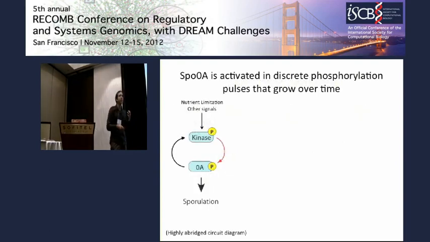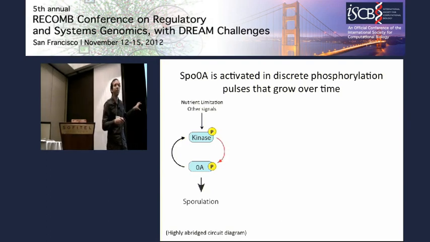Now, it turns out sporulation is controlled by a complex circuit that's been very well studied. I'm showing here a tiny, tiny fraction of all of the components and interactions that people know about. It's highly simplified, but I just wanted to focus on the components of the circuit that we think are really important for this timer behavior.